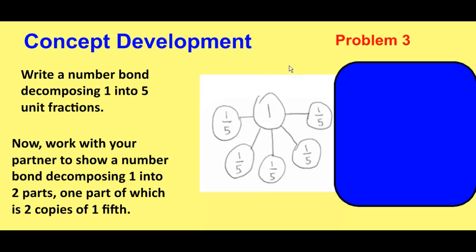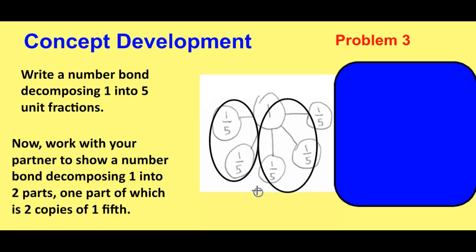Okay, so it's going to look like this. One whole is broken into 5 equal parts. Each part is 1/5. So now, once again, we're going to take some of these parts and combine them into one part with another part left over. So it says now we're going to decompose the one whole into 2 parts. So instead of having 5 parts coming out from the number bond, we're going to have just 2 parts. It says one of the parts is going to have 2 copies of the 1/5. So that means that we're going to have these 2 parts right here together. And then the other part of the number bond is going to be these other parts.